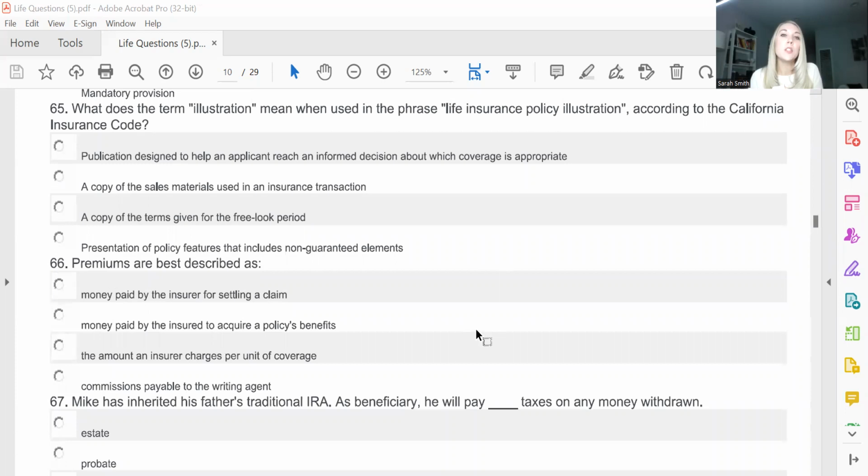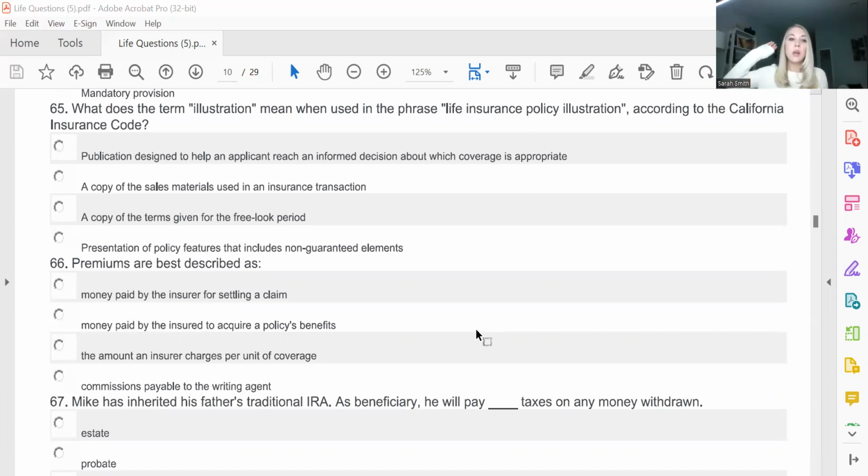What does the term illustration mean when used in the phrase life insurance policy illustration, according to the California Insurance Code? Of course, if you're in California, you can just disregard this one. This is going to be D, a presentation of policy features that includes, of course, non-guaranteed elements.